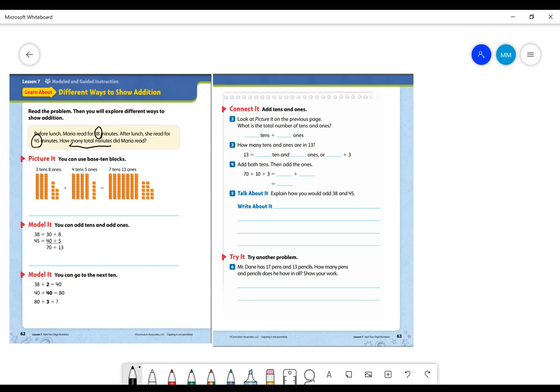You can also model it. You can add the tens and the ones. So for 38, they broke it into 30 and 8. So 3 tens is the same as 30 and 8 ones. In 45, it is 40, 4 tens and 5 ones. They added their ones, 13 ones, and our tens place, 30 plus 40 made 70. It says you can go to the next page for another way to model.